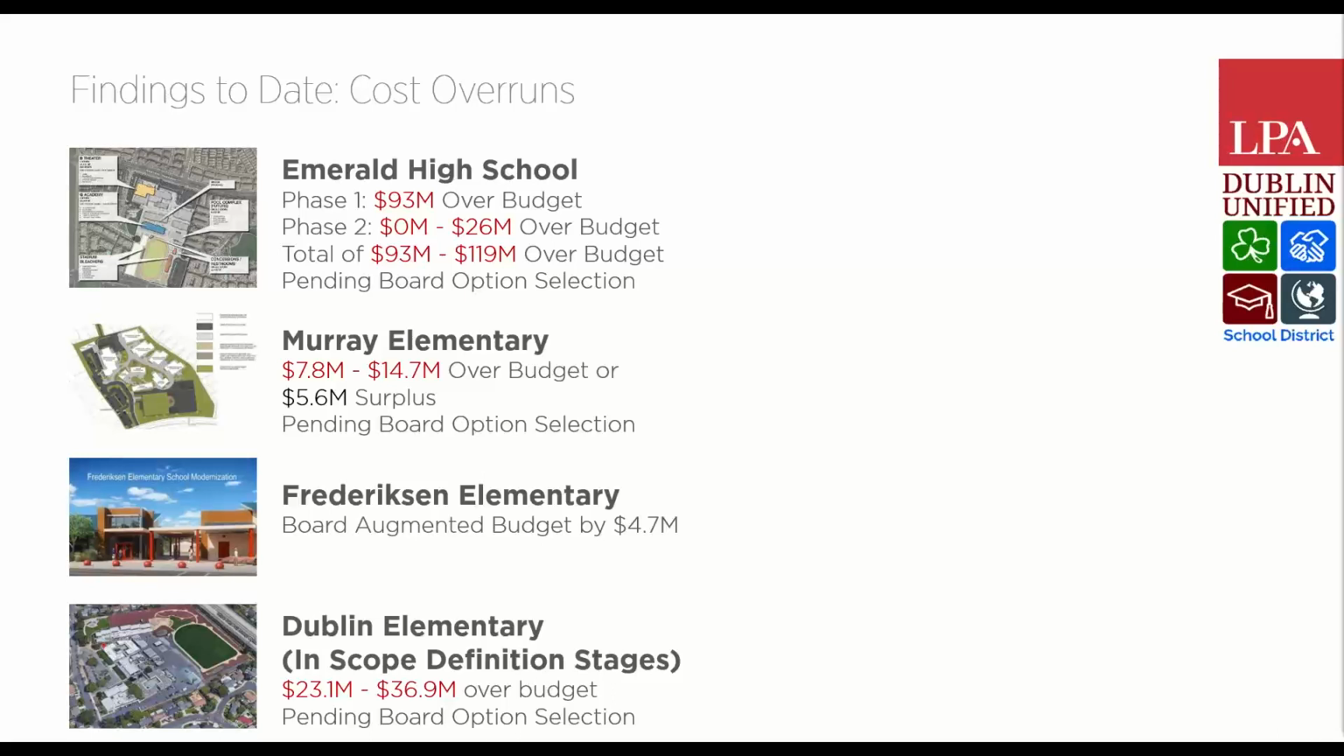And then Dublin Elementary, Dublin's a little different because it's still in the scope definition stages. So it's not a project that's already in the works like Emerald, Murray, and Frederickson are. But in terms of the scope definition exercise, currently it's about 23 to 36.9 million over budget. And again, the board has been presented options for selection for these overages.